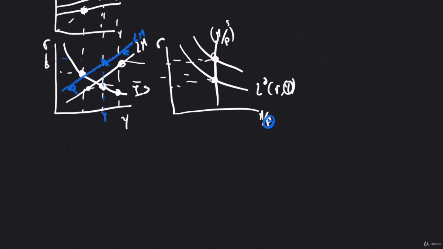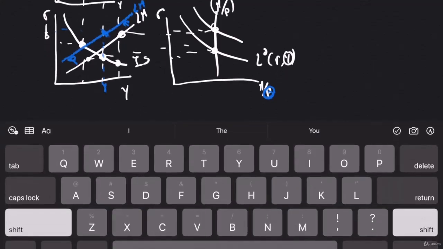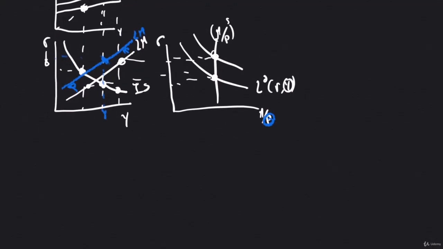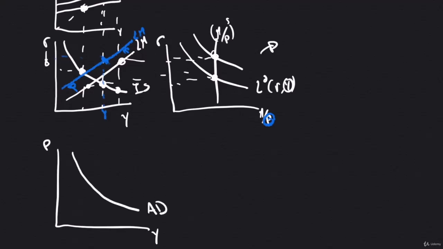And in that sense, if we can think that there is a relationship between income and prices using the quantity theory of money and liquidity preference for money, we now derive the aggregate demand curve. As price levels go up, income levels fell, which is why we have a downward sloping aggregate demand curve.